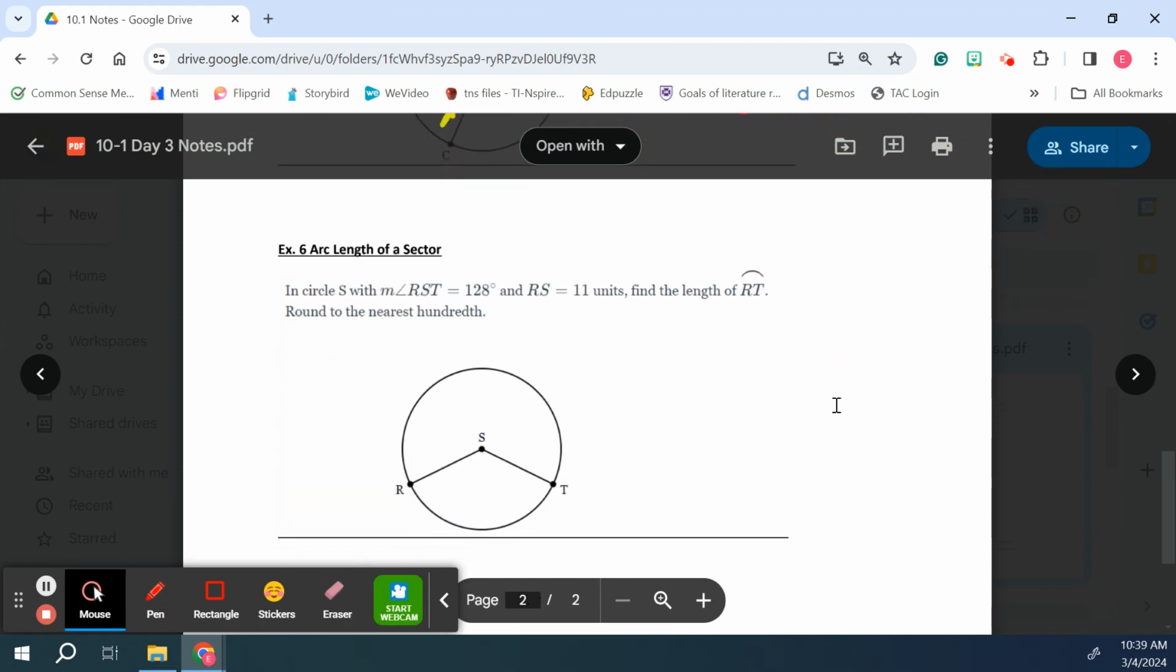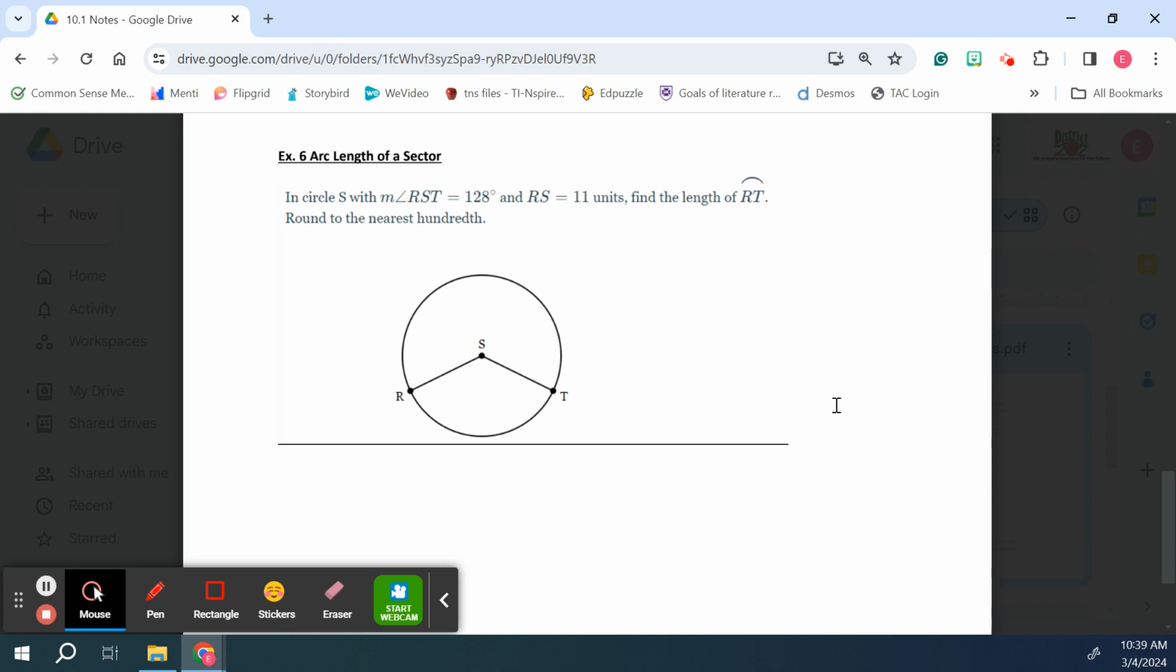Let's move on to example 6. Arc length of a sector. In circle S with the measure of RST equaling 128. So here's 128 degrees. And RS is equal to 11, so that's our radius. Find the length of R to T. Round to the nearest hundredth. So in this case, we're not asking how many degrees this is. We're asking, like, if I measured this, how many inches could it potentially be, kind of a thing.